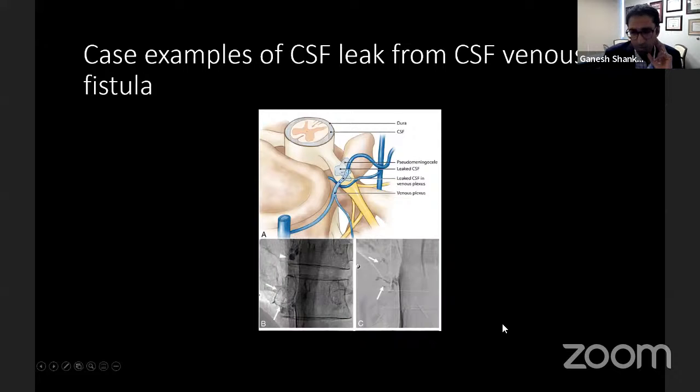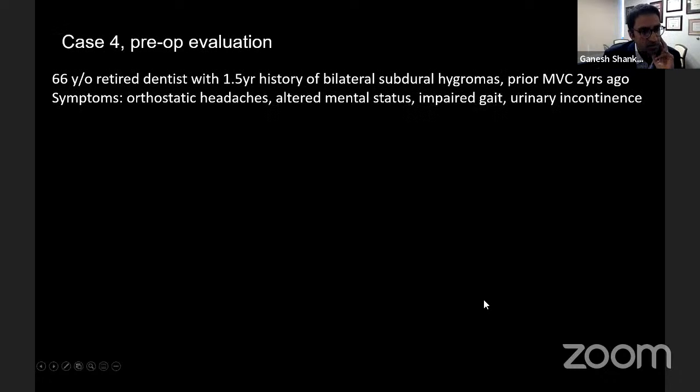I wanted to discuss briefly the concept of CSF venous fistulas. There's increasing appreciation of these types of leaks, where on dynamic CT myelogram we can see contrast extravasation from the subdural space into the venous plexus through the foramen. So this is a 66-year-old retired dentist with 1.5 years of subdural hygromas that started after a motor vehicle collision that he had 6 months prior to that presentation of subdural hygromas.